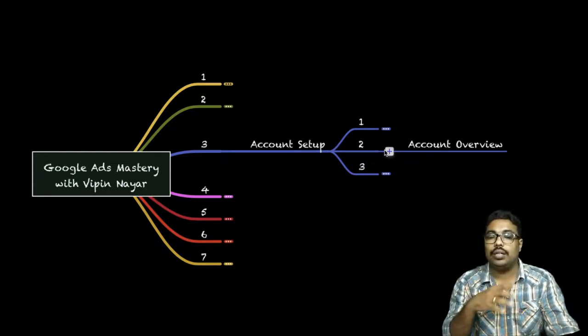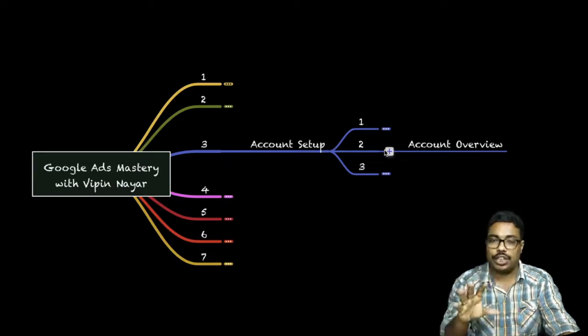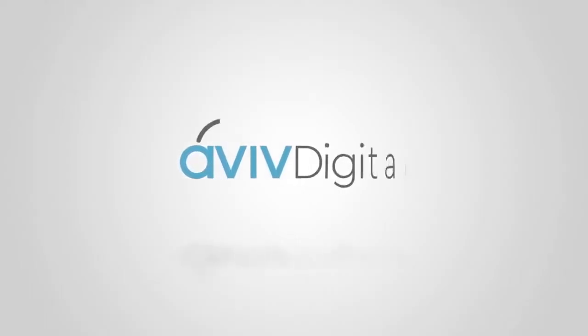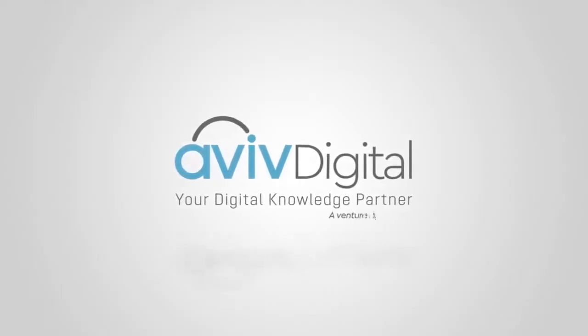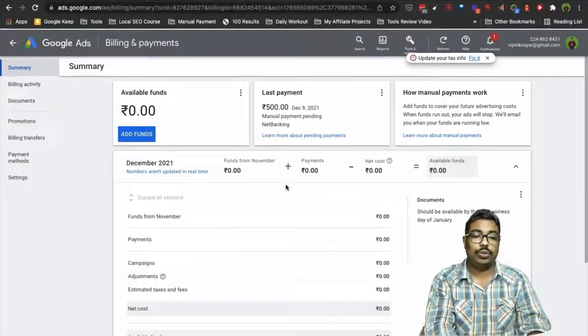I have already paid the minimum amount of 500 rupees. I have just paid 500 rupees. I've created a fresh account, and from there the campaign setup has to be done. So let's get back to our section.